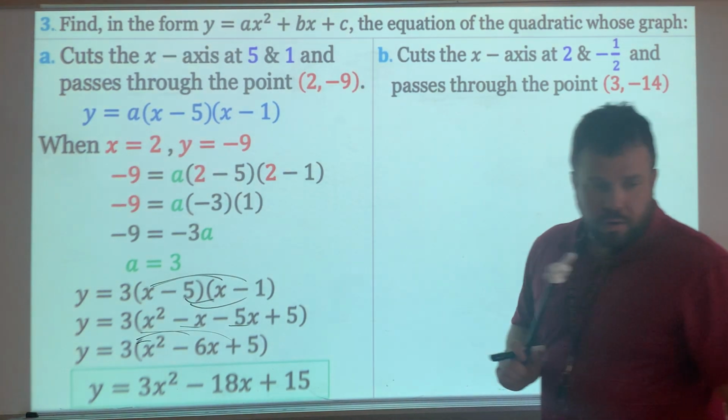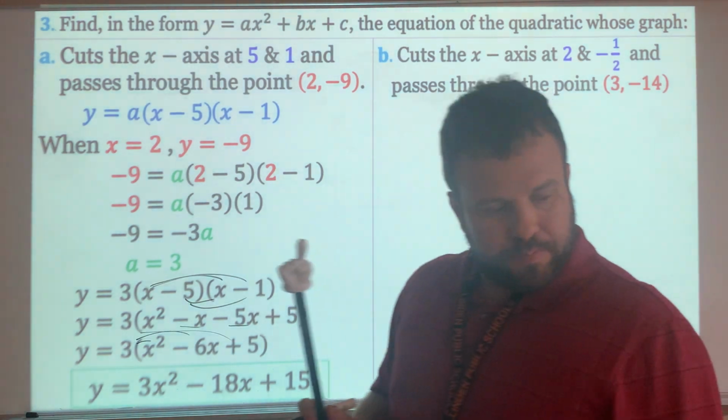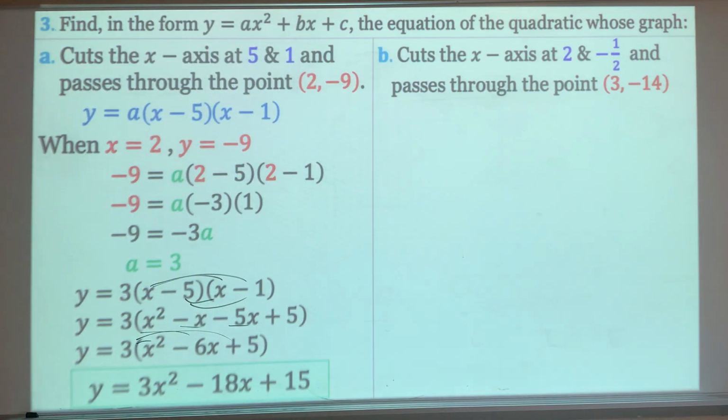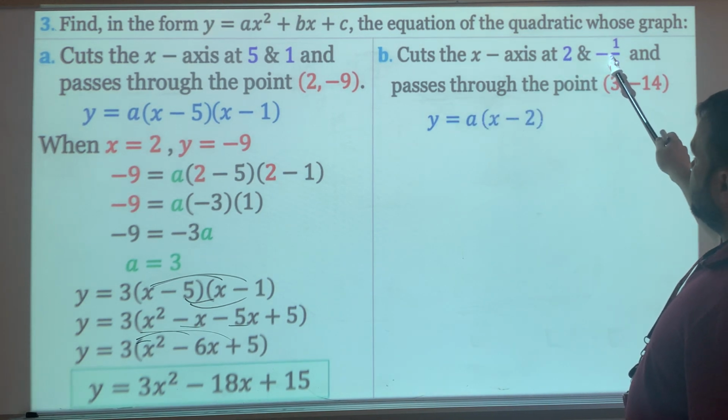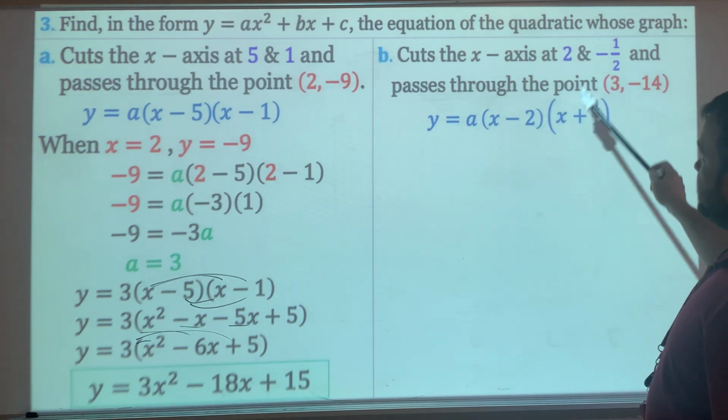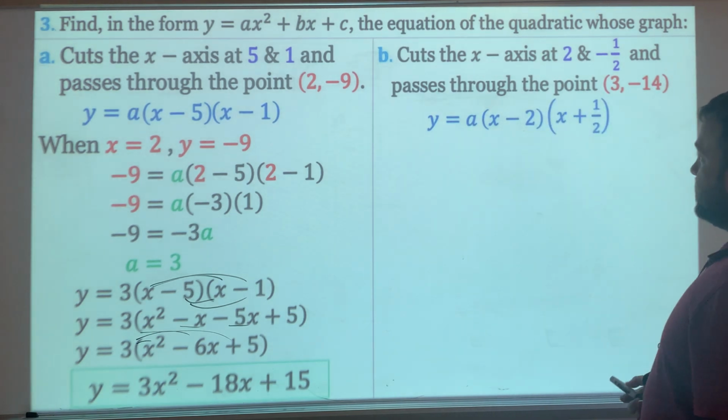All right, go try problem B. Another one, very similar, if not the same, to what we just did. All right. Once again, y equals a, x minus 2, x plus 1/2. Remember the signs are opposite. That's one of the biggest mistakes made.